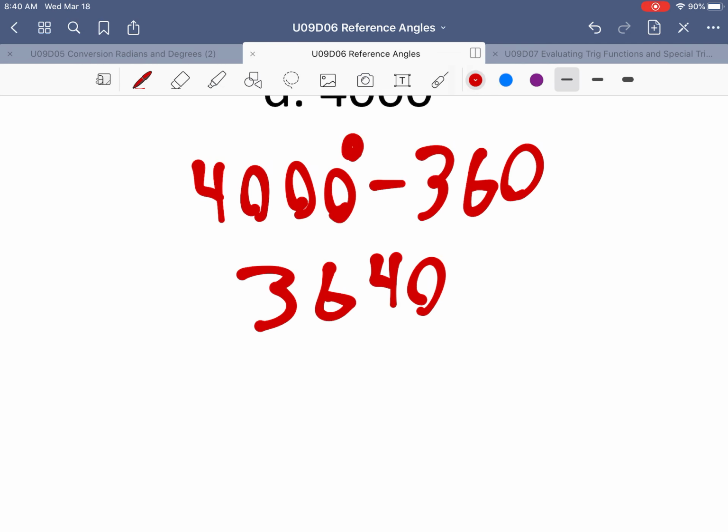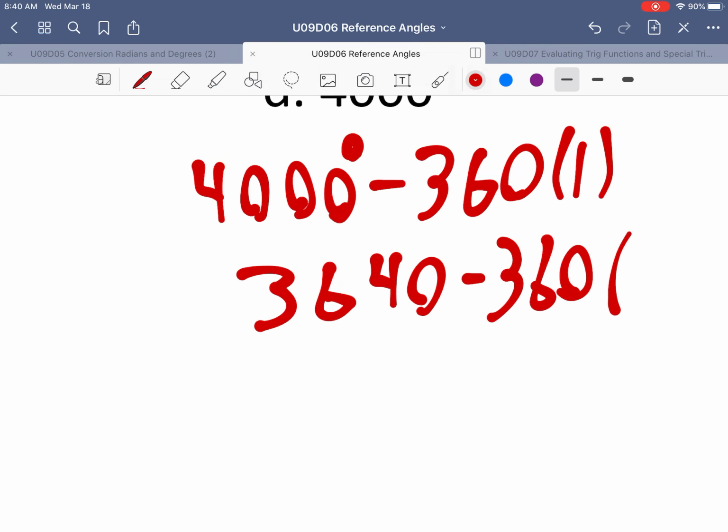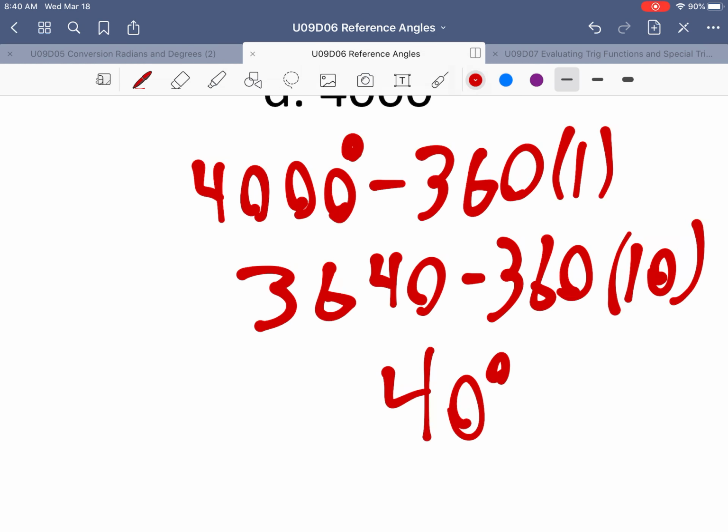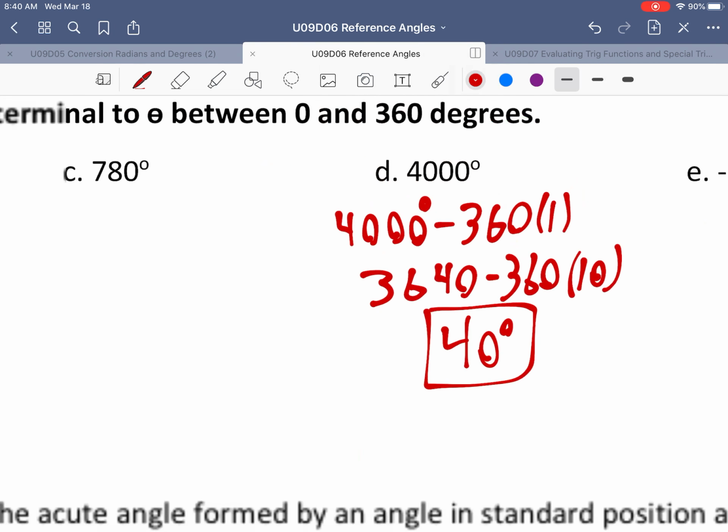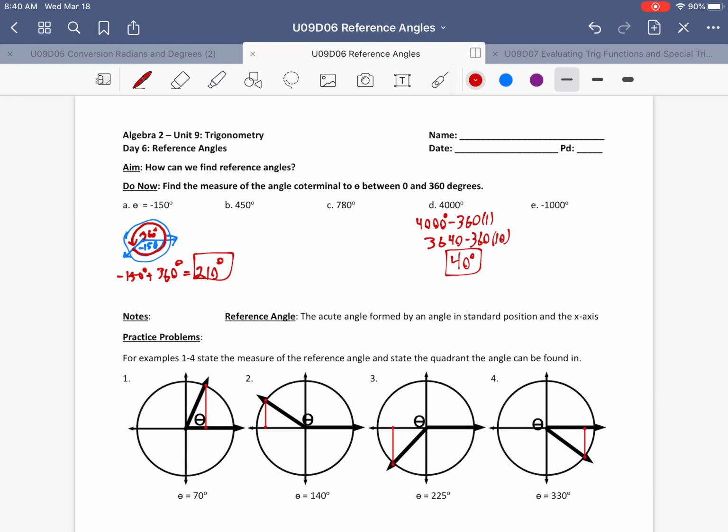So this is for doing it once. So we just do it multiple times. Let's take away 360 another 10 times. So 10 more times would give us 3,640 minus 3,600, which is 40 degrees, which is between 0 and 360. So that's finding a coterminal angle.